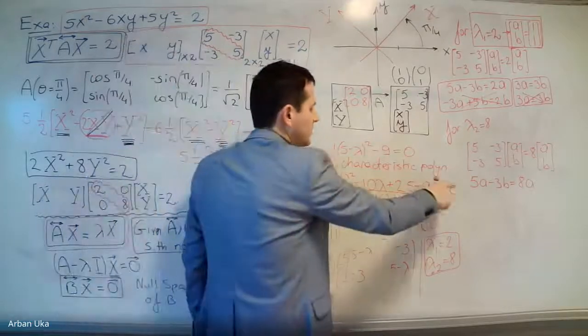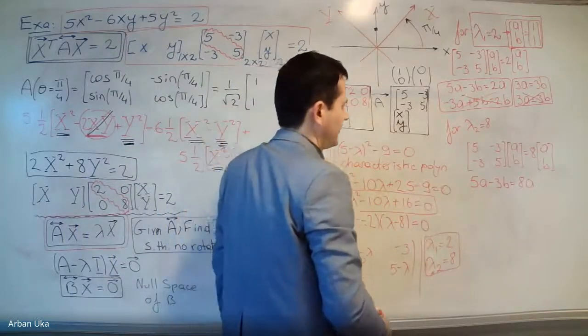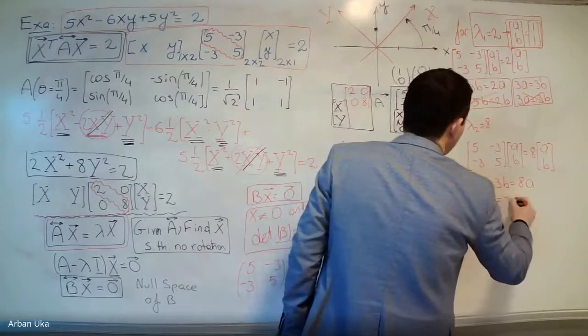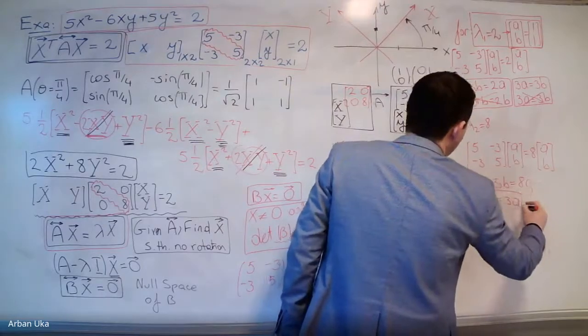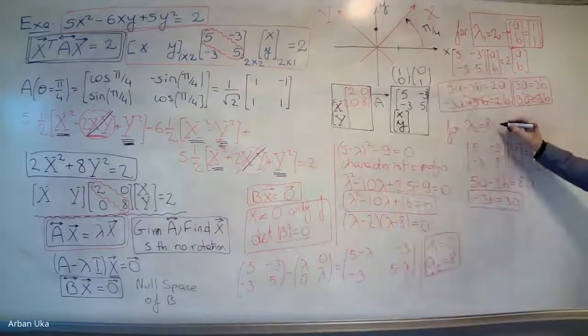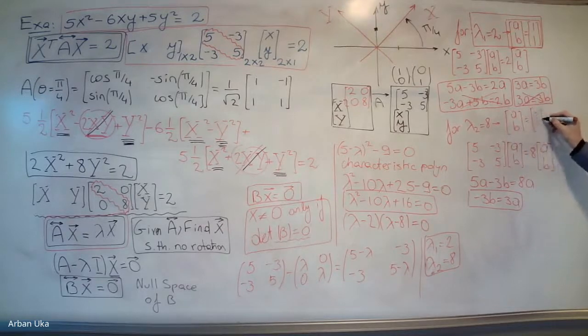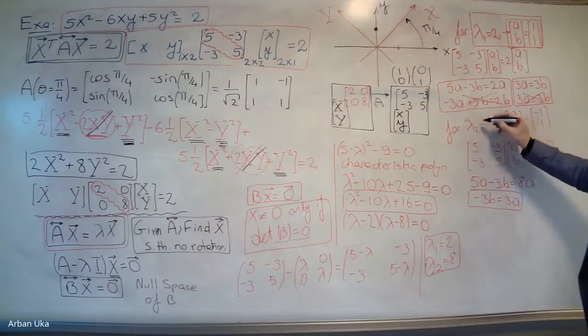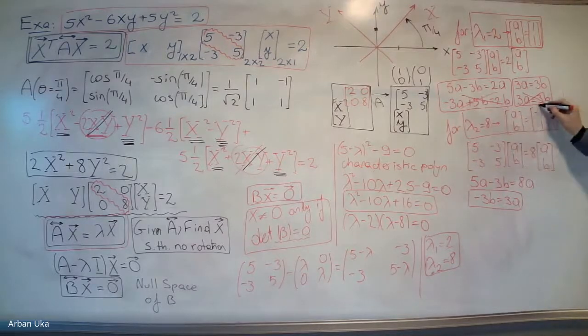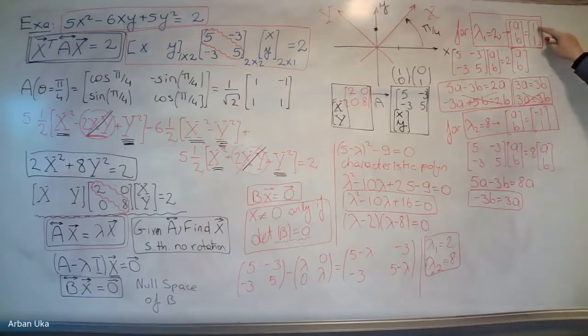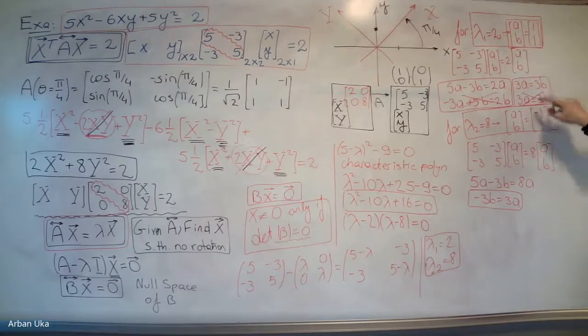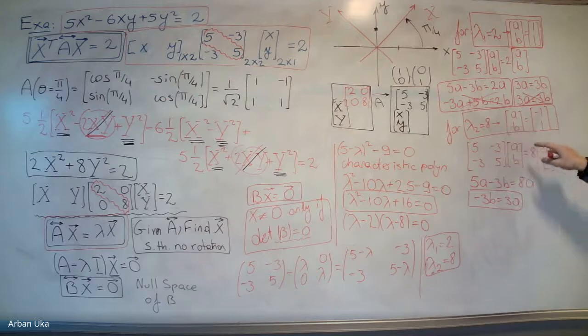How can you simplify this a little further? Minus 3B equals 3A. So what is a pair of numbers which satisfy this condition? So this is a possible choice, right? So here we have 1, 1 when lambda is equal to 2, and when lambda is equal to 8, we get minus 1, 1.